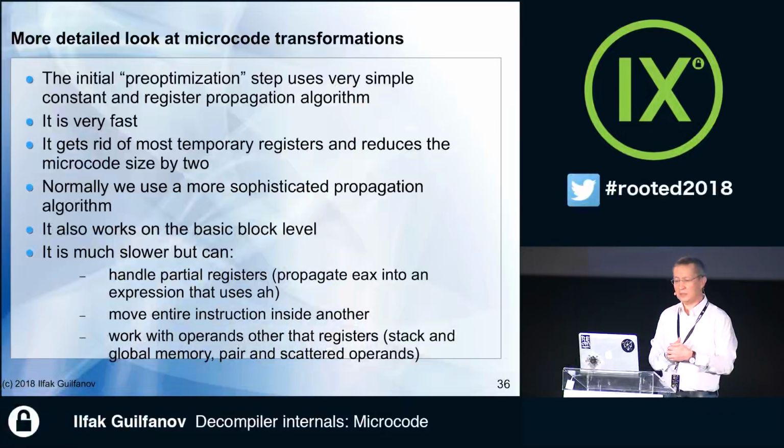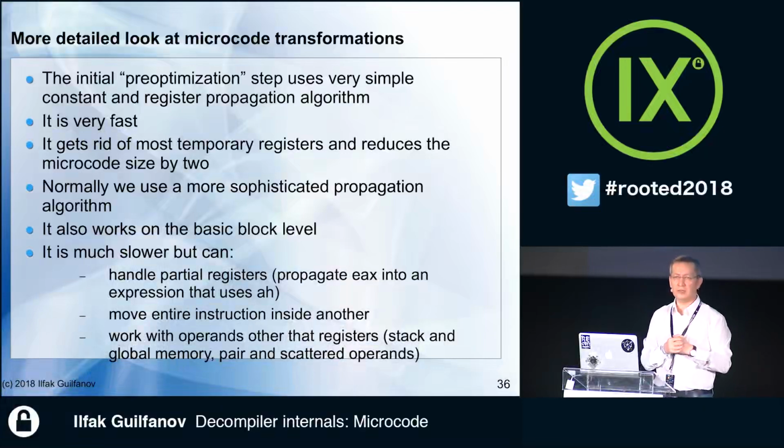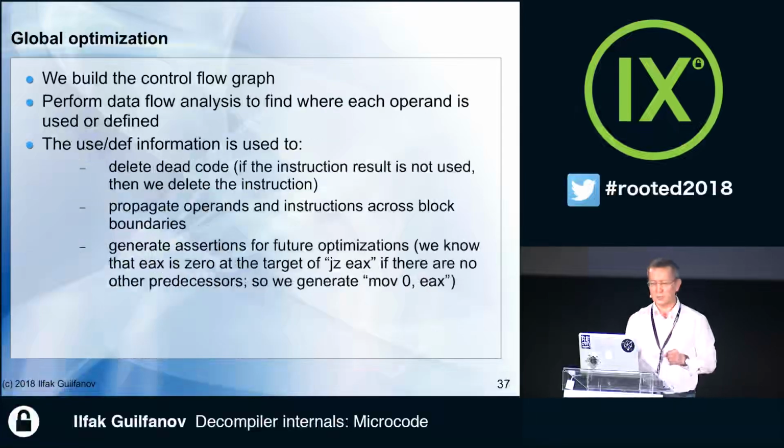The next step is to work with a more complex propagation algorithm. It works on the basic block level, so we take one basic block and we see that if a register is defined in one place and used in another place, we will try to propagate the register value to the use location. It is much slower because we can try to handle many special cases, but it produces much better results. It can handle partial registers. For example, we take EAX and copy only part of it into another instruction, and so on.